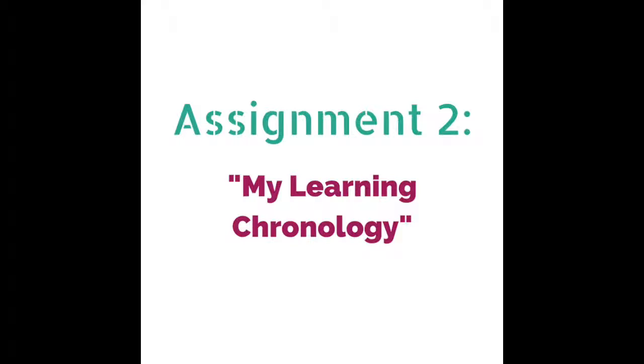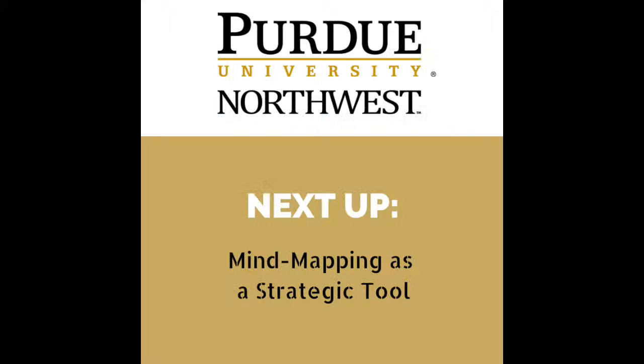Instructions on the format of and requirements for your learning chronology are provided in the Assignment 2 document located in the Module 1 Lesson 3 area of this course. You will find a link to a sample of this assignment to refer to as well. At this time, continue reflecting on your learning experiences and proceed to the next video in this lesson titled Mind Mapping as a Strategic Tool, where we will discuss mind mapping, an activity that will help you to refine and expand your list of prior learning experiences and associated KSAAs.